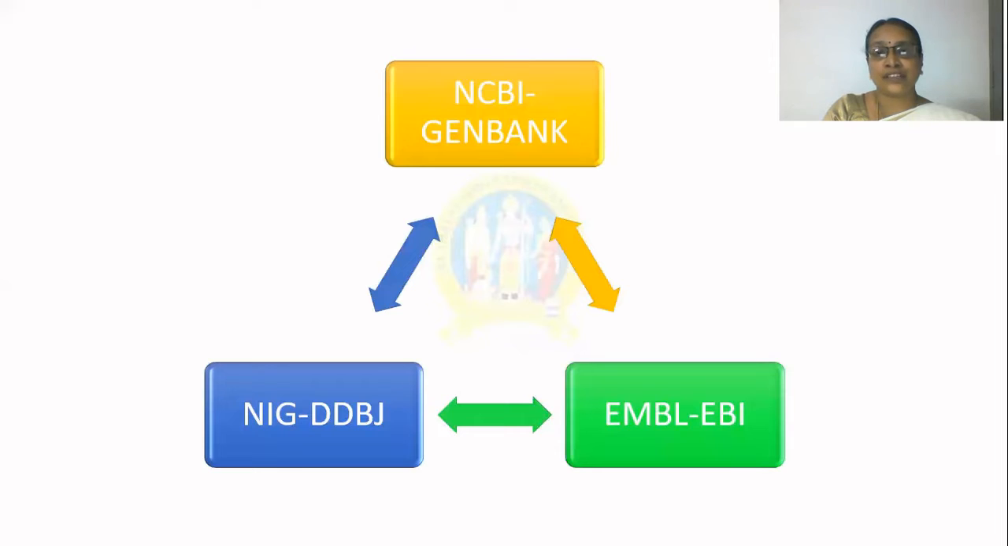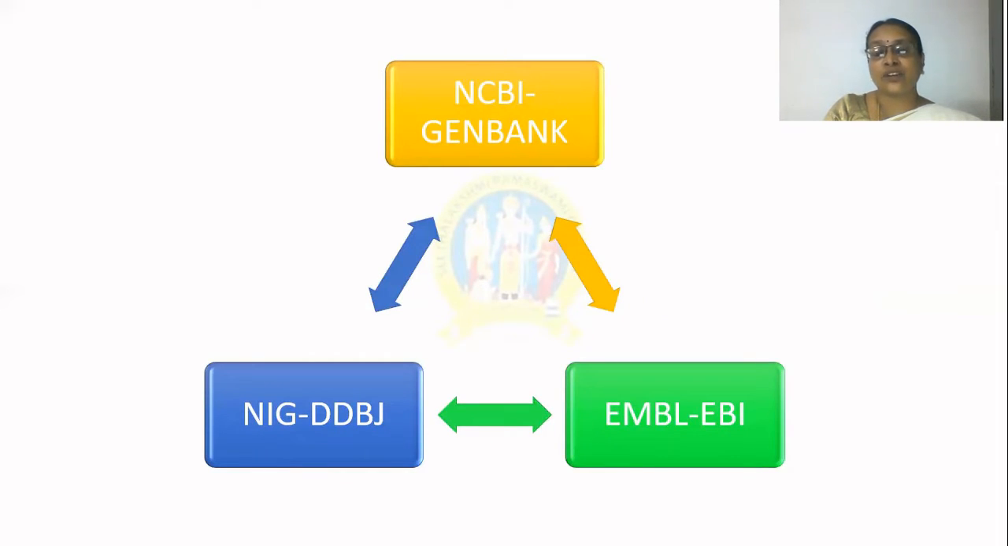Here, now we are finding three very prominent public databases. The first one is NCBI, also known as National Center for Biotechnology Information. It maintains a database called GenBank. The second one is EMBL. Its expansion is European Molecular Biology Laboratory. It maintains a database known as European Bioinformatics Institute. The third one is National Institute of Genetics, and it maintains a database known as DNA Data Bank of Japan.